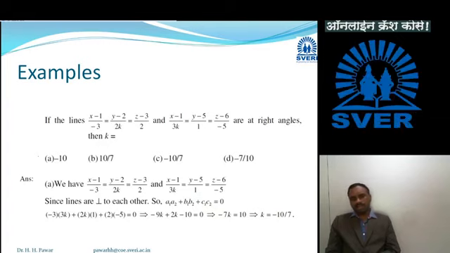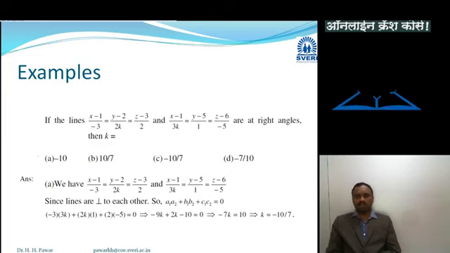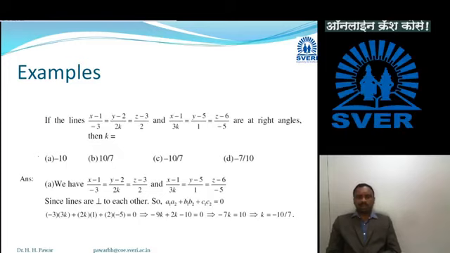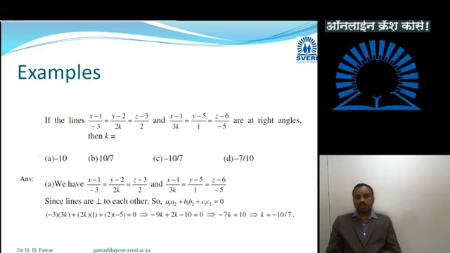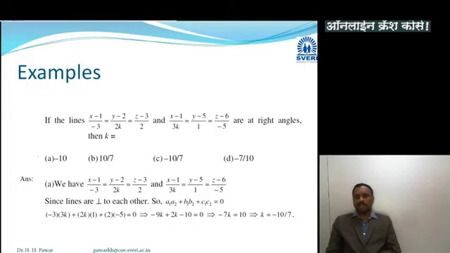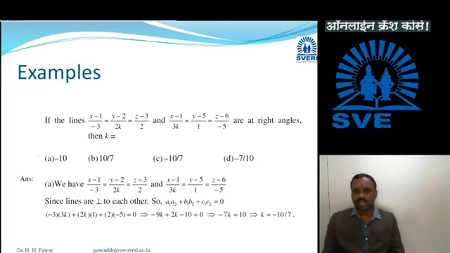And as we know that if two lines are perpendicular to each other, then the condition a1 a2 plus b1 b2 plus c1 c2 is equal to 0. Here a1 b1 c1 and a2 b2 c2 are direction ratios of the two lines. Putting in the values of direction ratios, that is minus 3 into 3k plus 2k into 1 plus 2 into minus 5 equal to 0, which gives us minus 9k plus 2k minus 10 equal to 0. That is minus 7k equal to 10, which implies k is equal to minus 10 by 7.